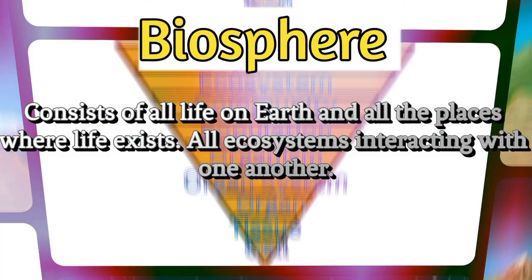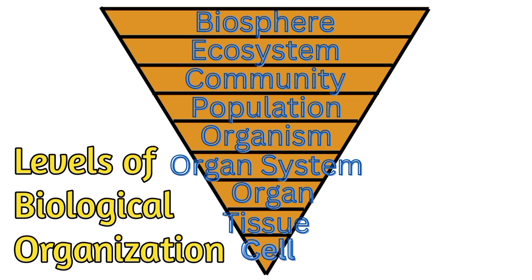To summarize, the different levels of biological organization from the lowest to the highest level are cell, tissue, organ, organ system, organism, population, community, ecosystem, and the biosphere.